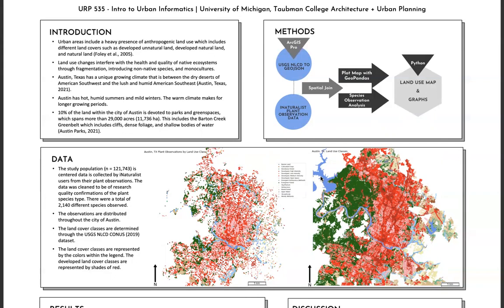The land cover comes from the U.S. Geological Survey National Land Cover data, and each color represents a different land use. The red is representing the developed land at different intensities.